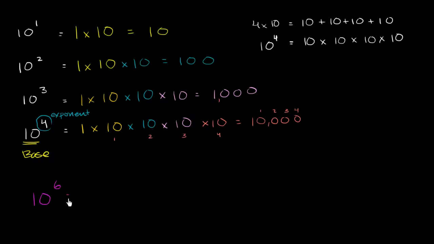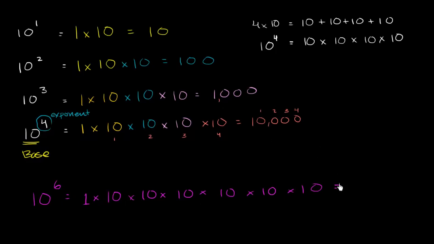Well, there's 2 ways to think about it. You could view this as taking 6 tens. So 10, 10, 10, 10, 10, and 10, and multiplying them together. So we multiply them all together. Or you could view it as starting with a 1 and multiplying it by 10 6 times. But either way, what are you going to get? Well, if you're multiplying 1 by 10 6 times, you're going to end up with 1 followed by 6 zeros.